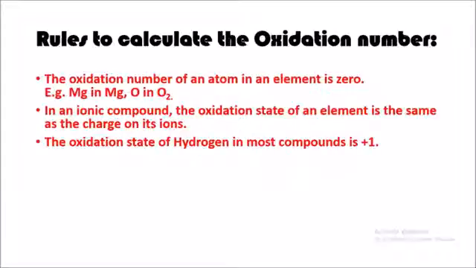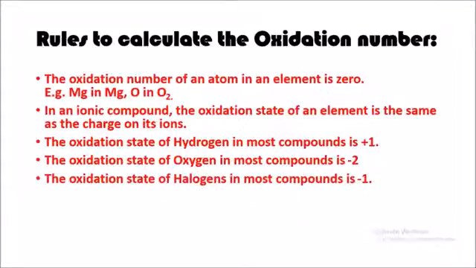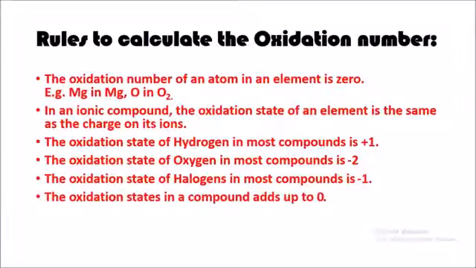The oxidation state of hydrogen in most of the compounds is +1, and the oxidation state of oxygen in most of the compounds is -2. Also, the oxidation state of halogens in most of the compounds is -1. So if you know all of these oxidation states, this is going to be the same for most of the compounds. Once again, I repeat, it's for most of the compounds. That means there are certain exceptions wherein the oxidation states are going to change. But for our calculations, we will consider the oxidation numbers for hydrogen, oxygen, and halogens as +1, -2, and -1, respectively.